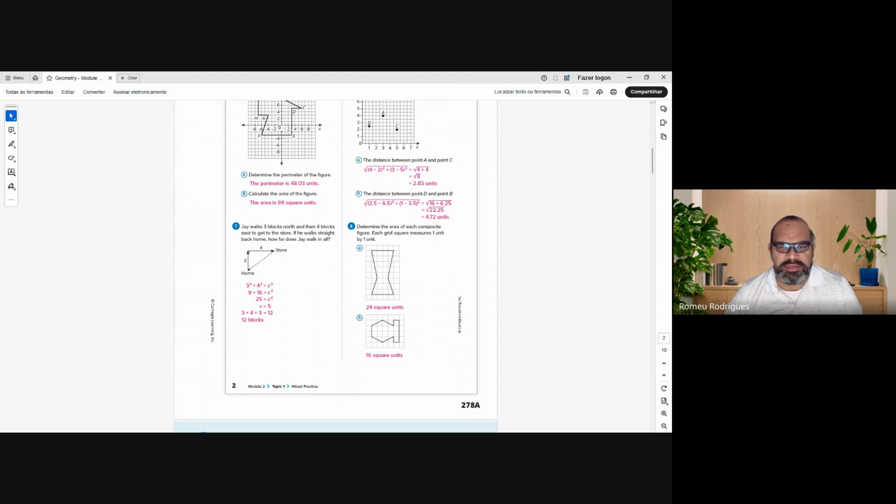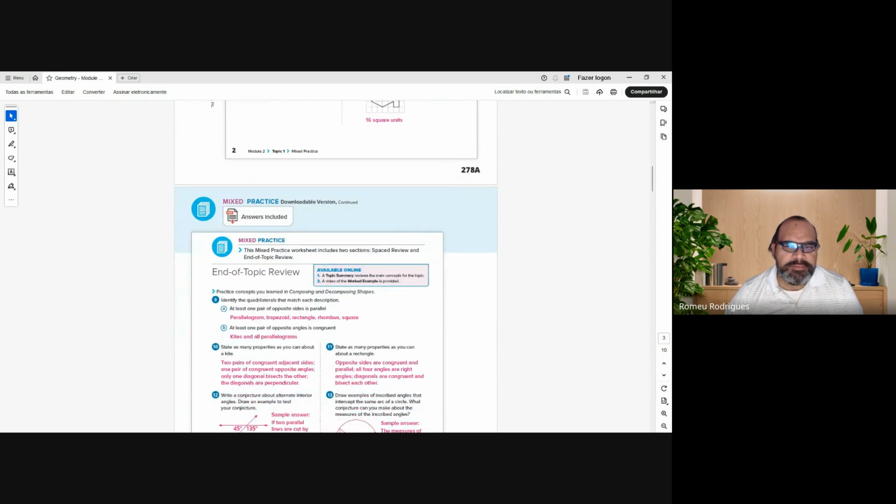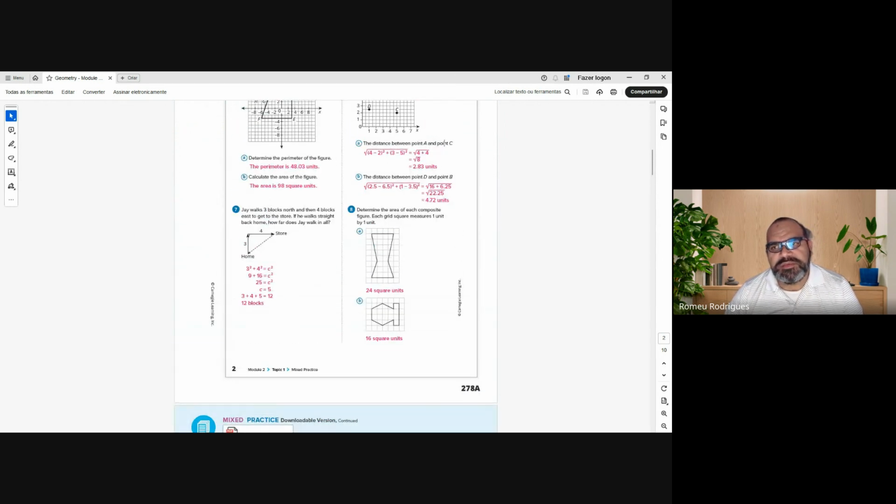You see it's 12 blocks, and determine the area of each one. Composite figure. Just make this easier, and you can figure out this 24 and 16. Great. Now pause the video, 6 more minutes.